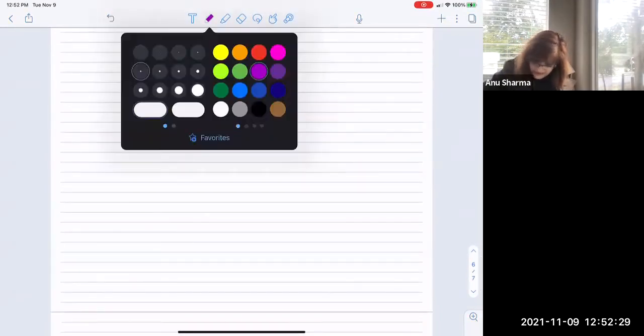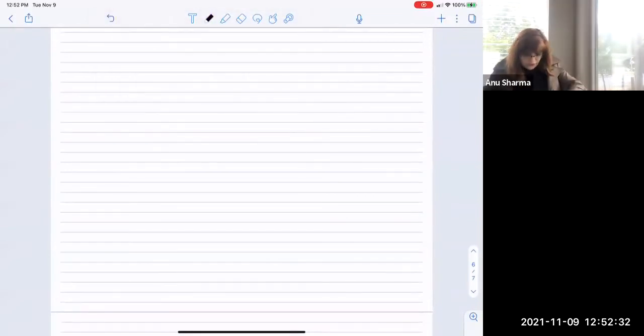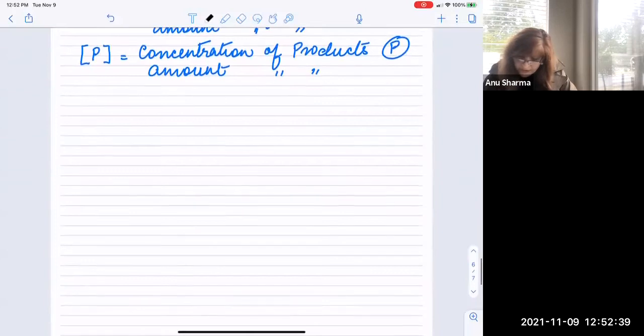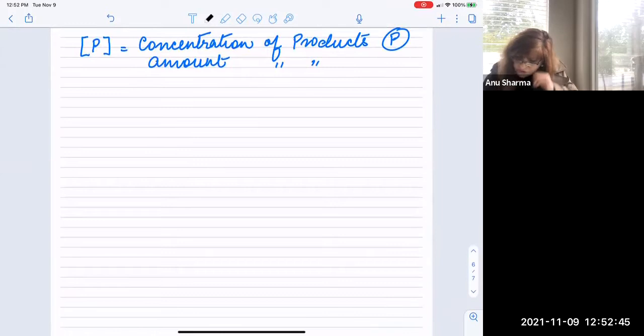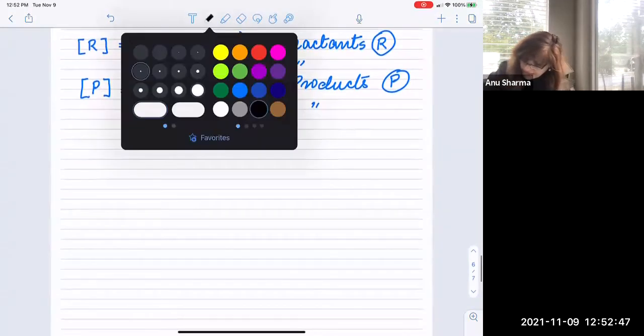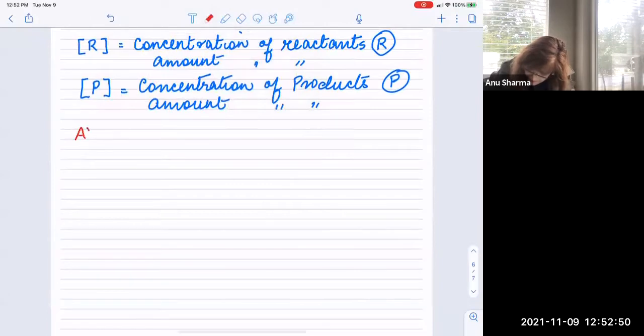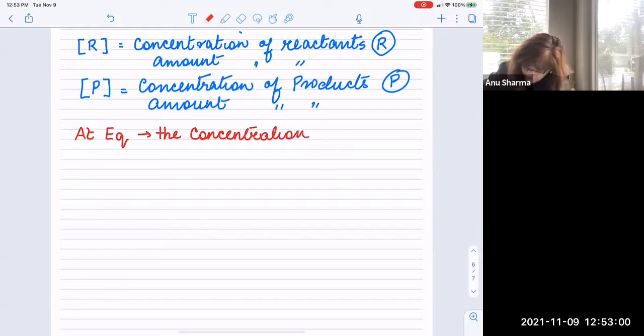Now we are going to look at the mathematical side. First of all, let's see how you write this. This also means that, let me write this down, at equilibrium, the concentration of reactants is equal to the concentration of the products.